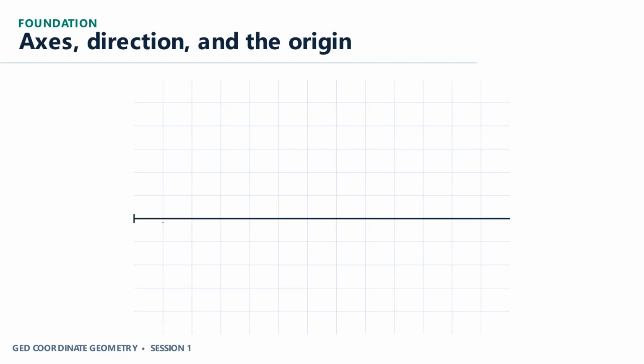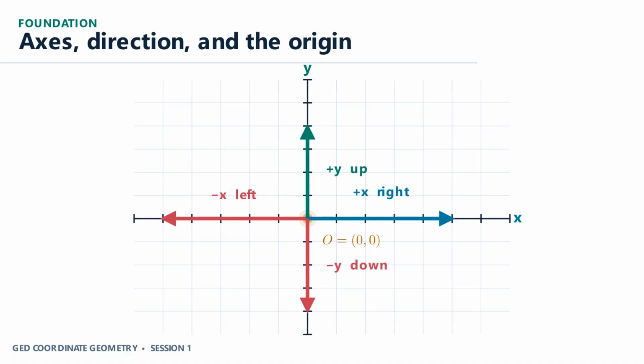The horizontal number line is the x-axis. The vertical number line is the y-axis. Their intersection is the origin, written as 0, 0. From the origin, positive x moves right, and negative x moves left. Positive y moves up, and negative y moves down. These directions do not change. Treat the origin as home base. Every point is located by starting there and following two signed moves.